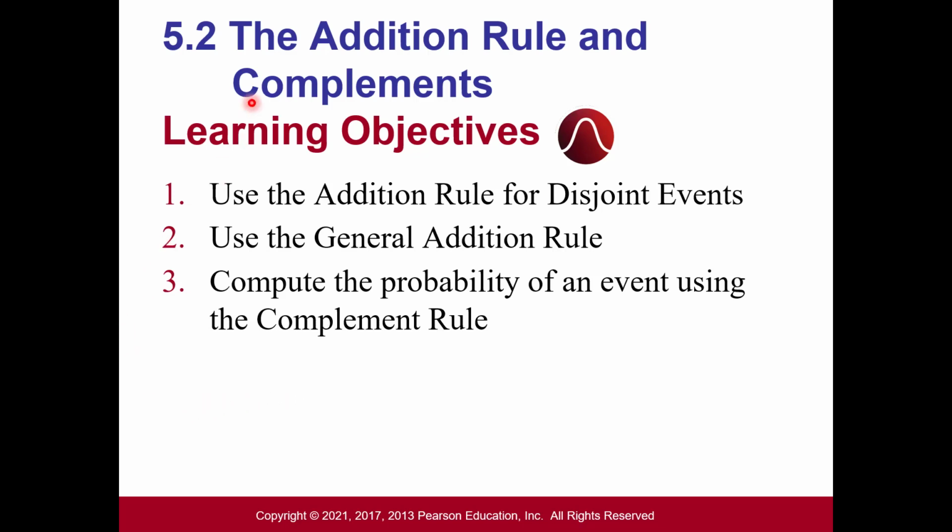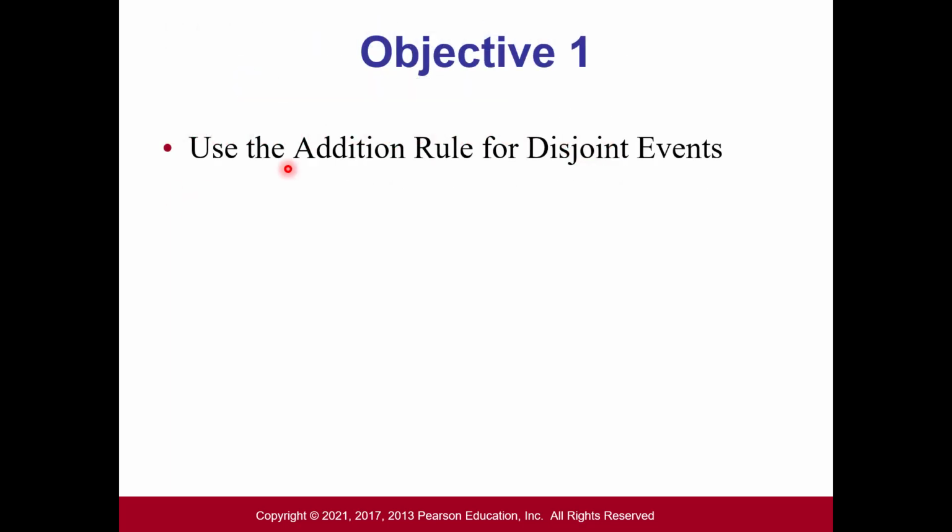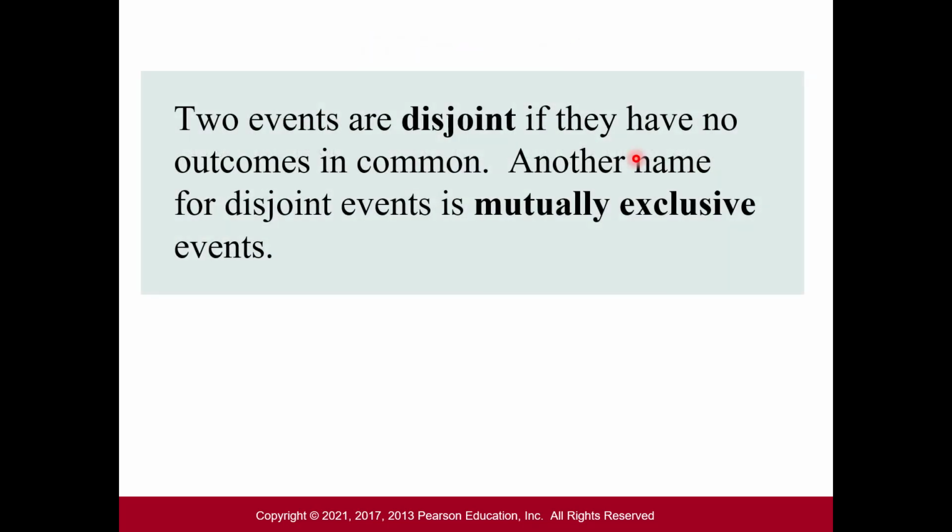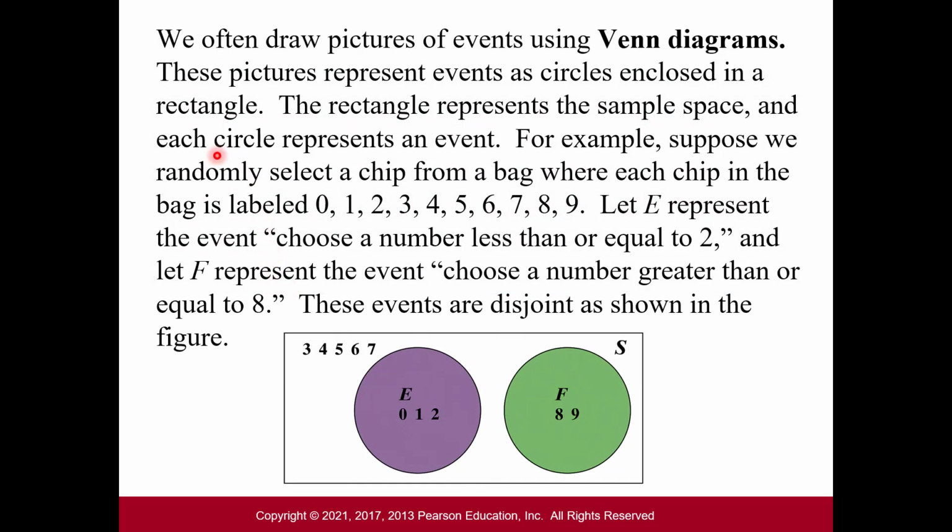In this video, we're going to learn about the addition rule and complements for probabilities. So starting with the addition rule for disjoint events. Two events are disjoint if they have no outcomes in common. Another name for this is mutually exclusive events. So let's take a look at this example.